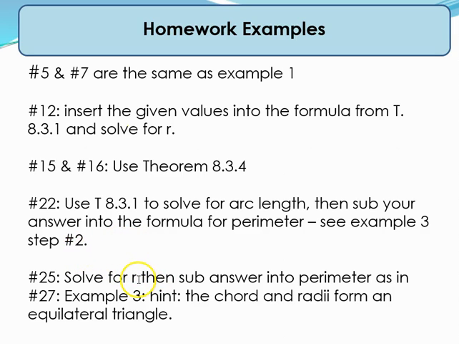Number 25, solve for the radius, then sub the answer into the perimeter as in example 3, number 2. And number 27, this is also example 3, but just a hint, the chord and the radii form an equilateral triangle. So if you need assistance with any of these problems, be sure to contact me. We'll cover them in class until we get them down pat.